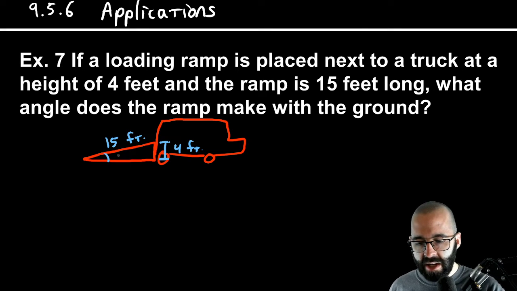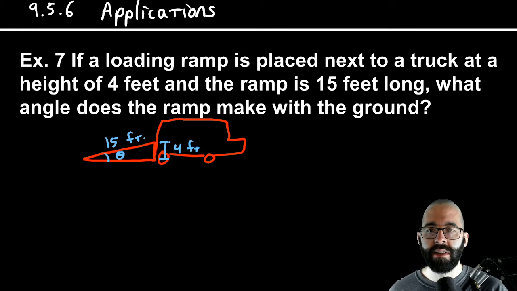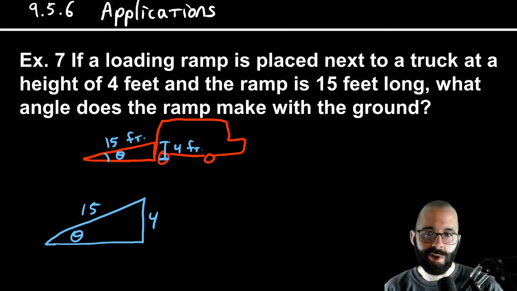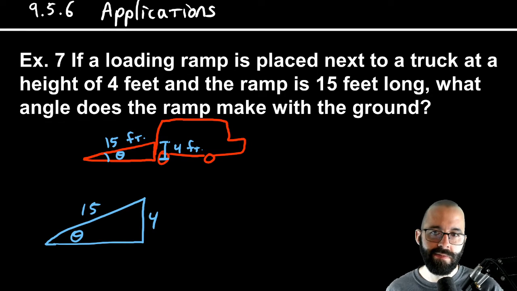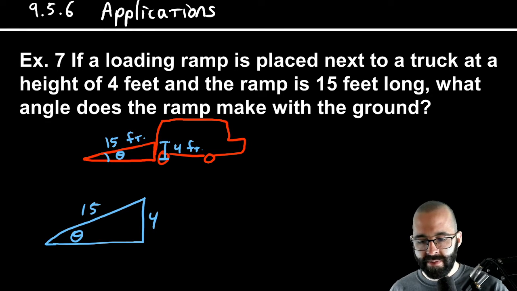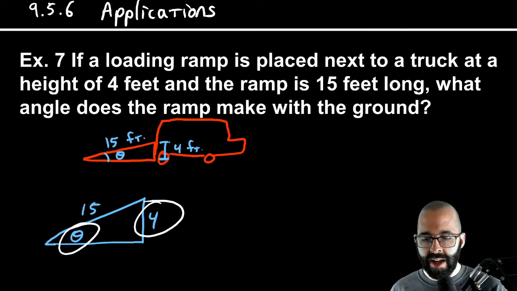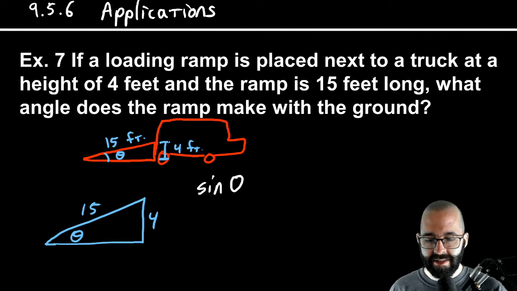It's asking, what angle does it make with the ground? Well, we've been doing this since chapter 7. This is just saying find theta for this triangle. How do we relate these three things? We have an angle, its opposite, and its hypotenuse. Sine of theta is 4/15.